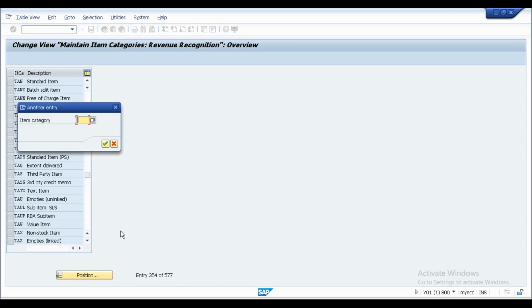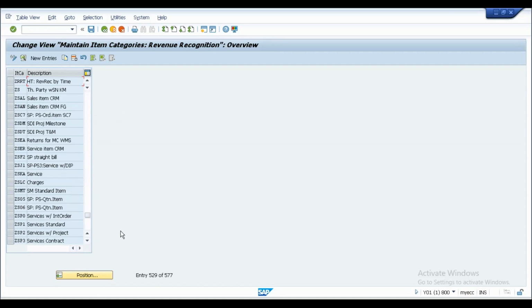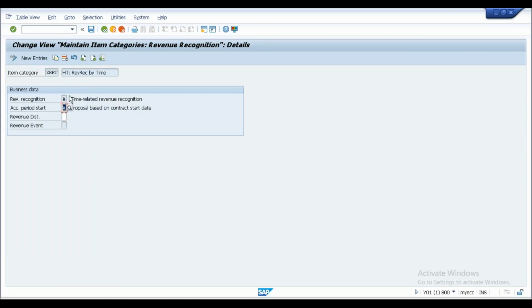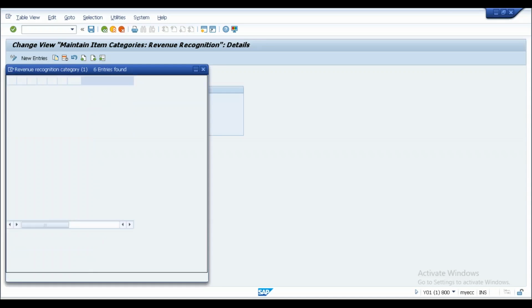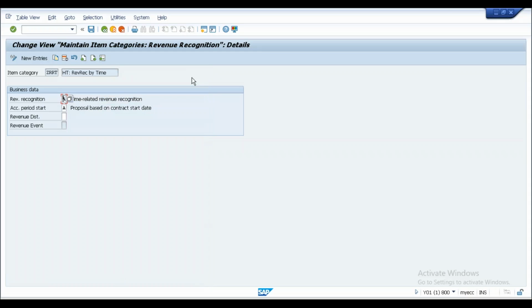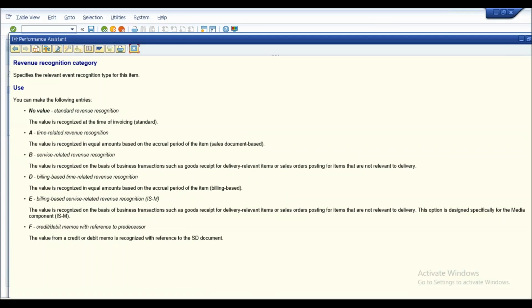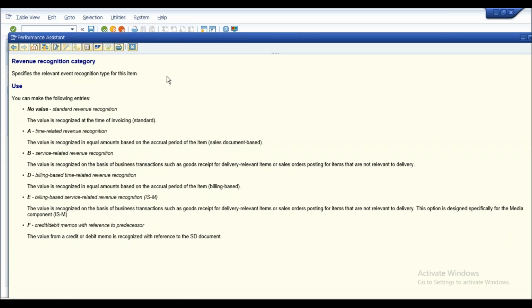Okay, so I'll again go to ZRRT. This is a Z1, so don't rely on this. Maybe in your system you might be using some other item category, so you can check what you are using in your current system. Okay, so you can see this revenue recognition has multiple options. I will again go to F1 and let's see one by one. So we already know no value means normal standard sales order processing.